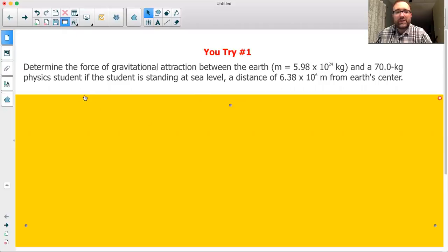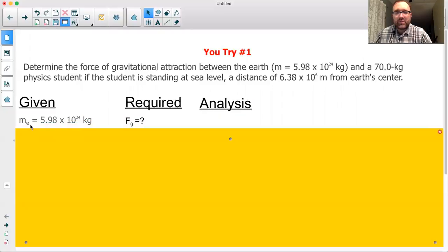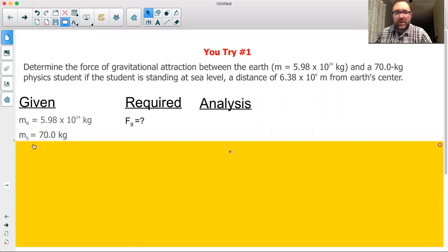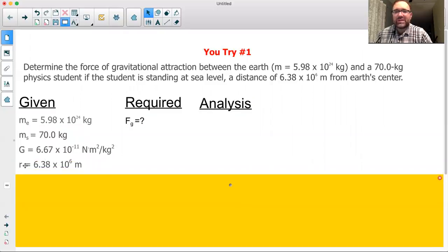Now you will realize that the given are the following values: M, and then subscript E, E representing the Earth, it gives you the quantity. M, S, the S I chose for the student, which is the mass. Uppercase G, just representing the universal gravitational constant. Keep in mind, negative 11. A lot of students forget that negative 11 part. And then R, just representing the distance. So this is the distance between both objects. One's the center of the Earth, and the other one is actually the student at sea level.